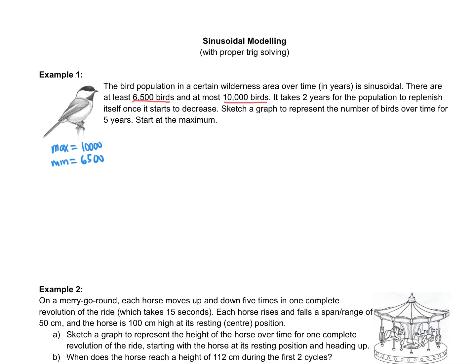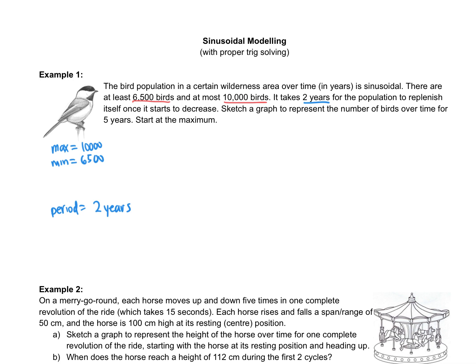And I'll continue reading. It takes 2 years for the population to replenish itself once it starts to decrease. So that means from when it's at its maximum and it begins to decrease, 2 years later, it's back at its maximum, which means from maximum to maximum, that's your period. Sketch a graph to represent the number of birds over time for 5 years, start at the maximum, and then of course we will also find the equation of this function.